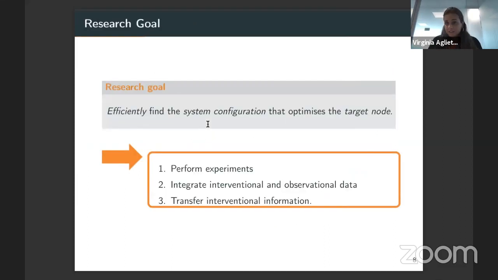So in order to do that, we need to perform experiments, integrate, again, all of the data, interventional and observational data, and transfer interventional distributions. So these are the three things that we will look at today.